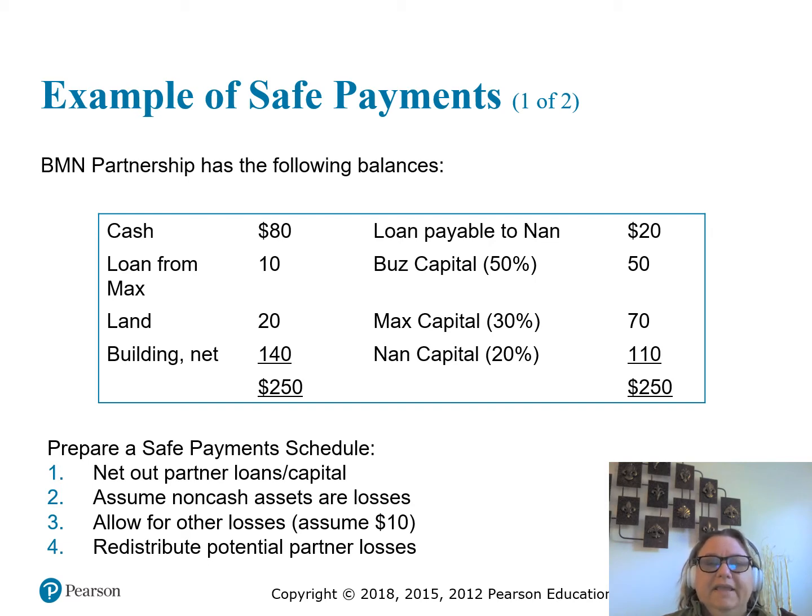So the B, M, and N partnership has the following balances. As you can see here, the cash, there's a loan from Max, land, building, and a loan payable to Nan. Buzz's capital is 50%, Max's capital is 30%, and Nan's is 20%. All right, so the first thing we're going to do is prepare a four-part safe payment schedule where we net out the partner loans and capital, assume non-cash assets are losses, allow for other losses, which we're going to assume is 10, and redistribute partner losses.